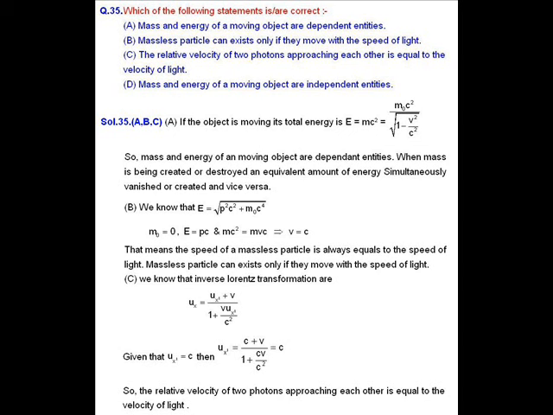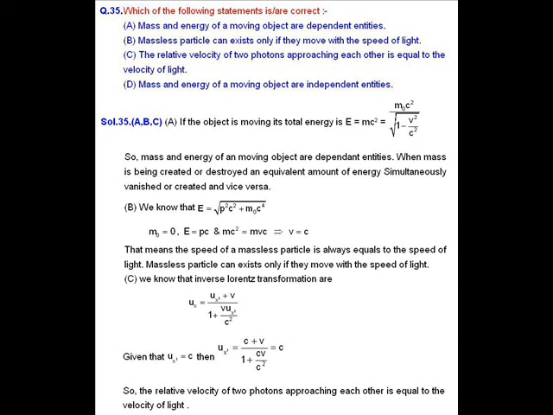Option C. By using the Lorentz transformation for the addition of velocities, we know ux = (ux' + v) divided by (1 + v ux'/c²). Given that the photon's velocity is c, so ux' = c. Then ux = (c + v) divided by (1 + cv/c²), which implies c. So the relative velocity of two photons approaching each other is equal to the velocity of light. Option C is also correct.